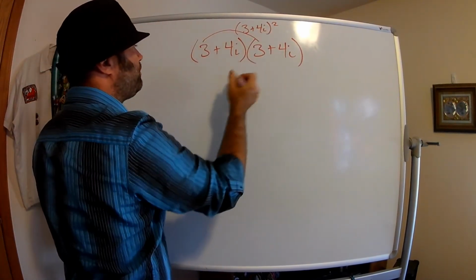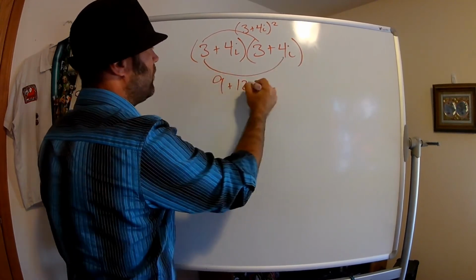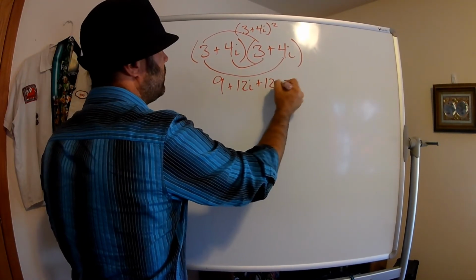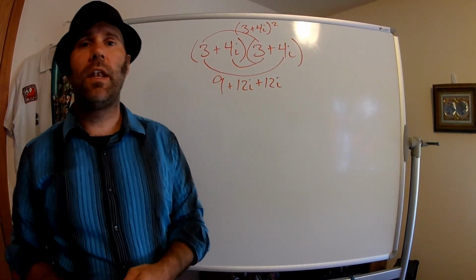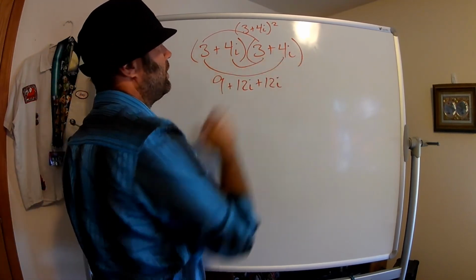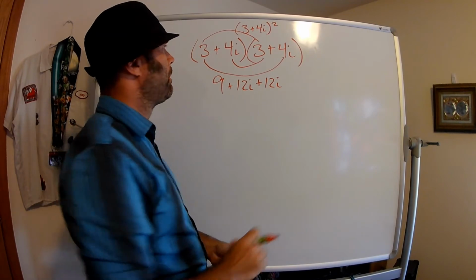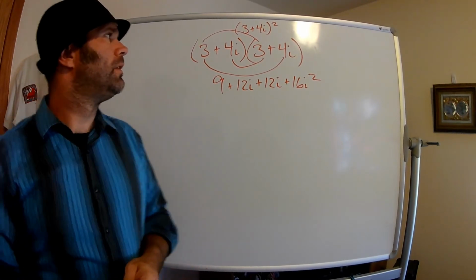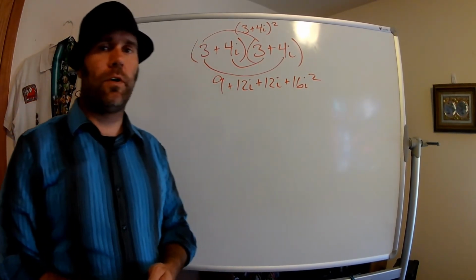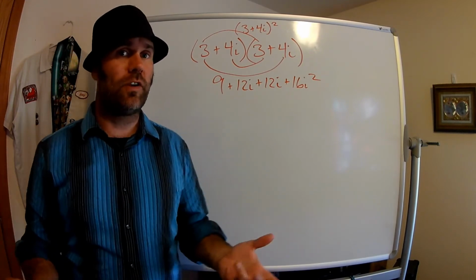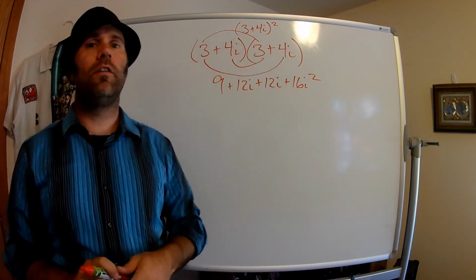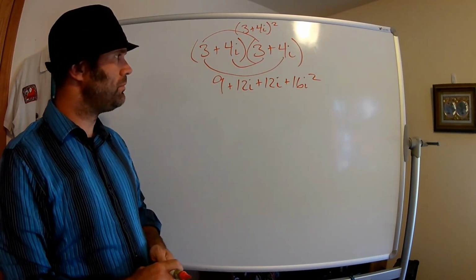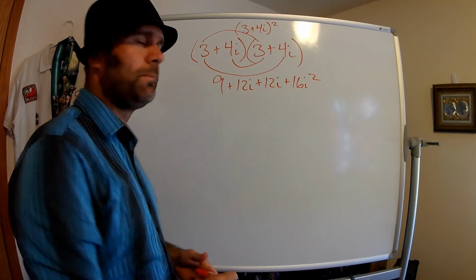So first, 3 times 3 is 9. Outside, 12 i's. Inside, 4 times 3 is 12 i's. And then last, 4i times 4i. This isn't looking good. This is looking bad for us. It looks like this isn't going to be an imaginary number. So if you were thinking two of the same binomials multiplied together will give us a real number, it's not necessarily looking good.